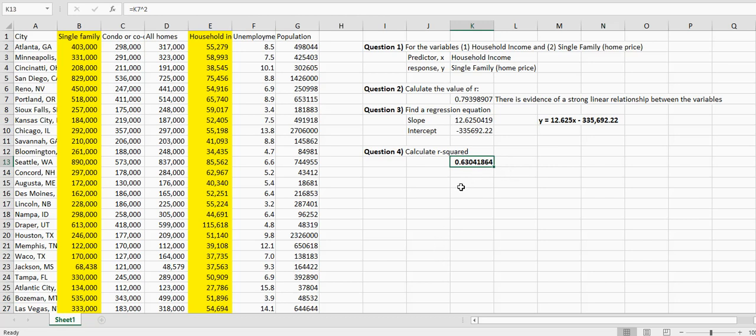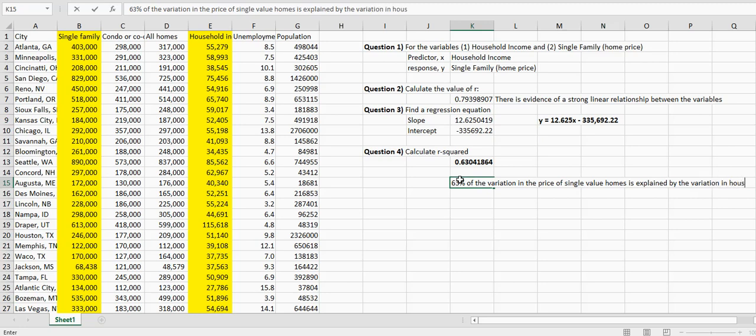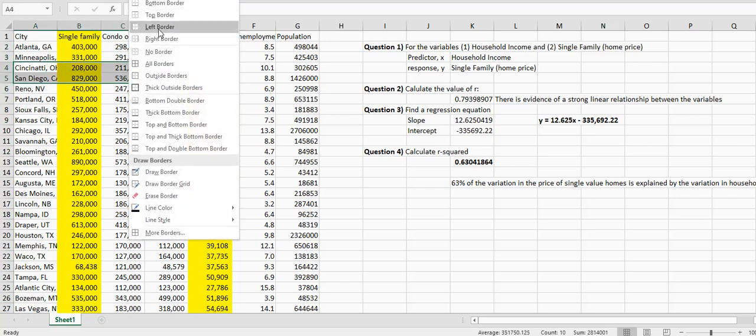What the coefficient of determination means is that 63% of the variation in the price of single value homes is explained by the variation in household income. There are a lot of things that explain the variation. If you look here, notice how single value homes in Atlanta, Georgia are a lot more expensive than homes in Minneapolis. What we're saying is that 63% of that variation can be explained by the variation in household income.